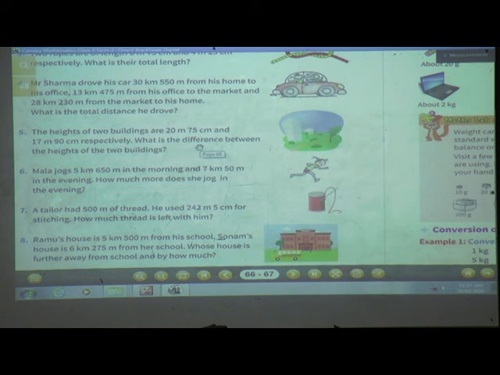So what was the height of the first building? 20 meter 75 centimeter. Okay, and the height of the other building is 17 meter 90 centimeter. So we have to do subtraction, then we will get the difference between the two buildings. From 20 meter 75 centimeter, if we subtract the height of the other building, then we will get the difference between the heights of the two buildings. So let us do the subtraction here.